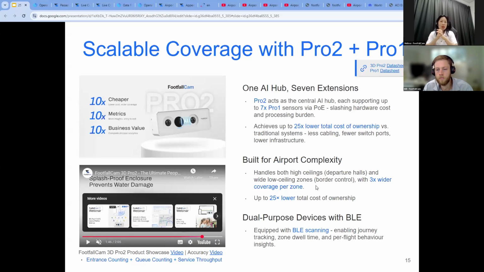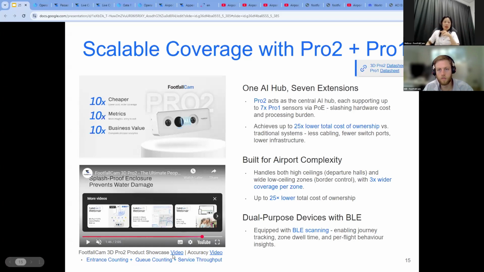And here's another major differentiator. All the Pro 1 and Pro 2 are equipped with BLE, Bluetooth Low Energy. That means every device is not only a people counter, but also a Bluetooth scanner, enabling journey-level tracking across the airport. So we can now determine where the passenger goes, which shop they visit, how long they stay there, and how these behaviors vary per flight or per airline.